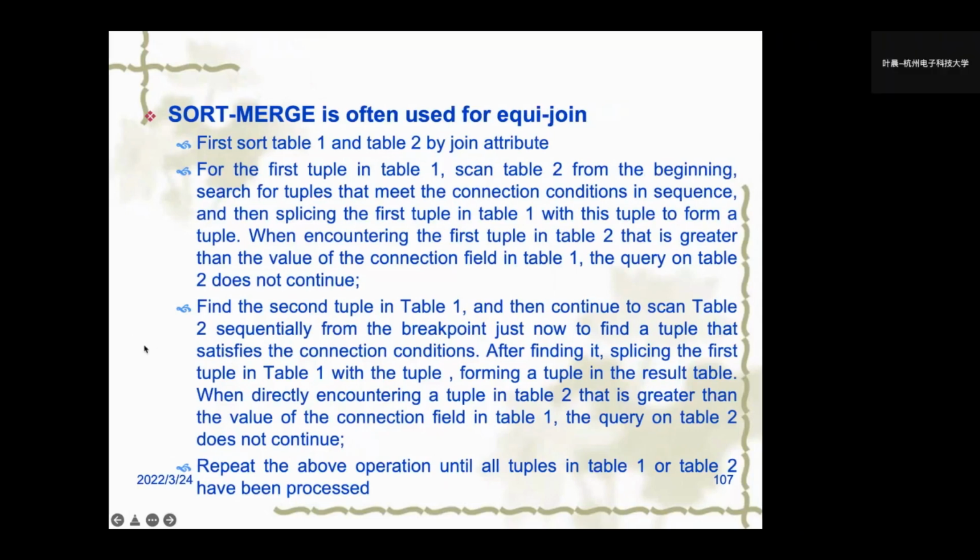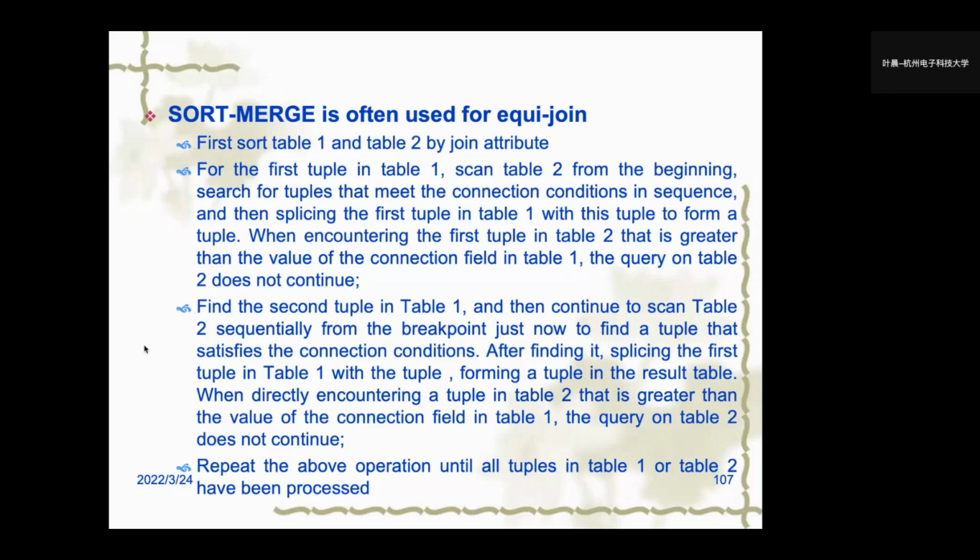The sort merge is often used for the equal join, and first sorts table 1 and table 2 by the join attribute. For the first tuple in table 1, scan table 2 from the beginning and search for the tuples that meet the connection conditions in sequence, and then splice the first tuple in table 1 with this tuple to form a tuple. When encountering the first tuple in table 2 that is greater than the value of the connection field in table 1, the query on table 2 does not continue.